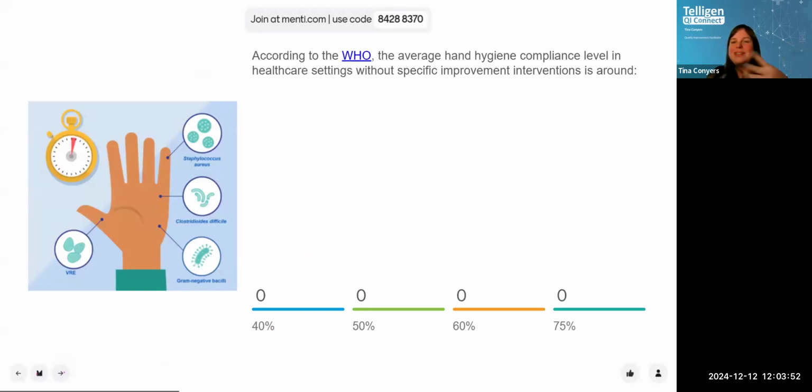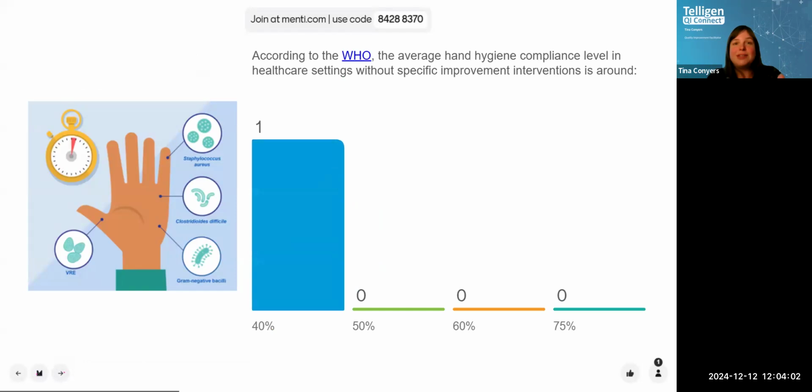I'm starting a webinar about audits, so I wanted to begin with a statistic, and I'd like you all to guess the hand hygiene compliance level in healthcare settings, according to the World Health Organization. What is the compliance when there are not specific improvement interventions in place? Is it 40% compliance? Is it 50%, 60%, or is it 75%? Thank you, Gina, in chat. Again, that code is 8428-8370.